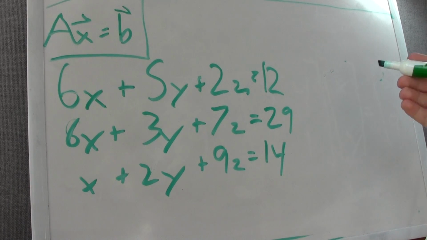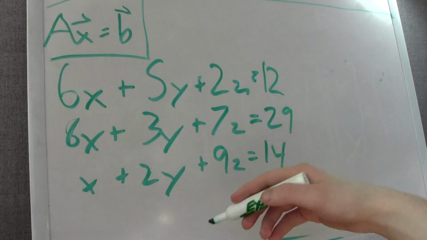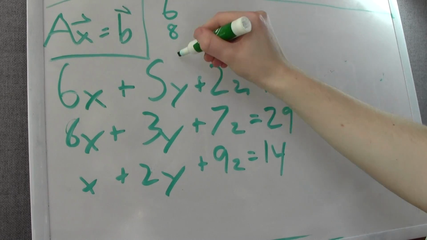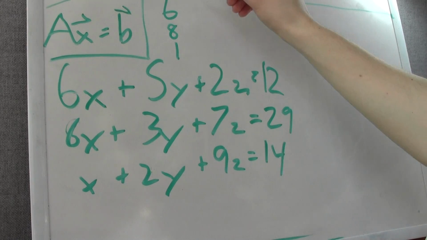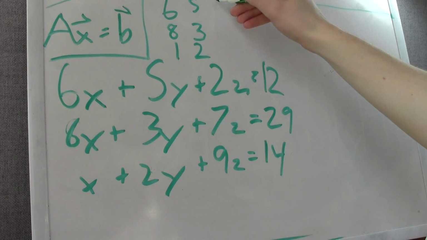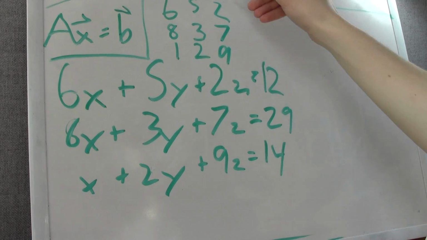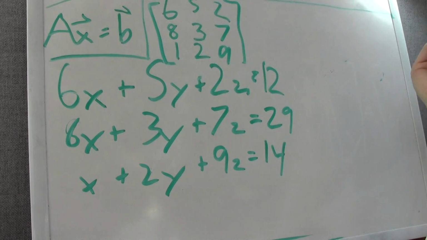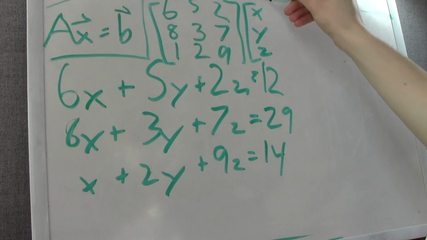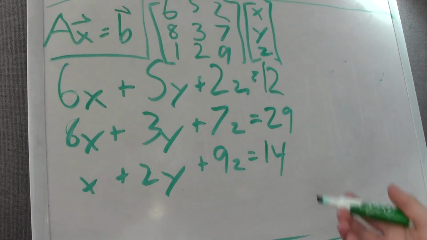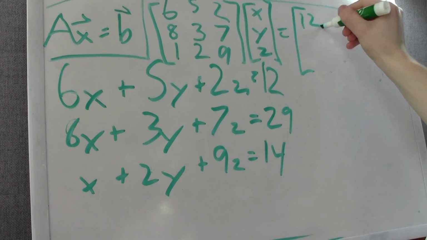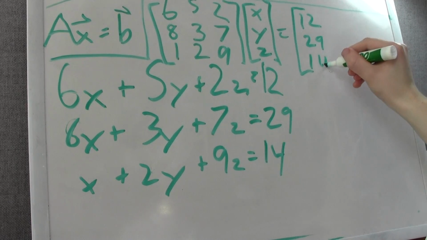So what we do is we set this up and take out the numbers and the variables, just separate them out. So we have 6, 8, 1, those are the x values, 5, 3, 2, those are your y, and 2, 7, 9 for your z. We make sure to include your x, y, and z on the side here, x, y, and z. And then we have our b vector, our result vector. And that equals 12, 29, and 14.